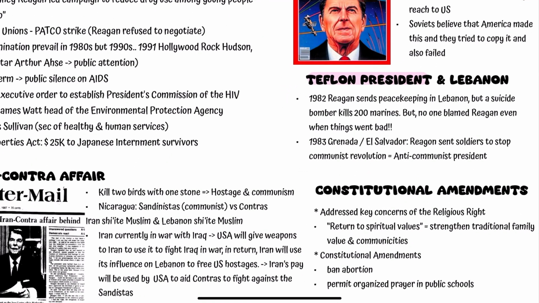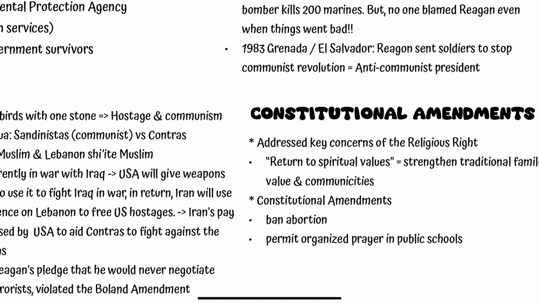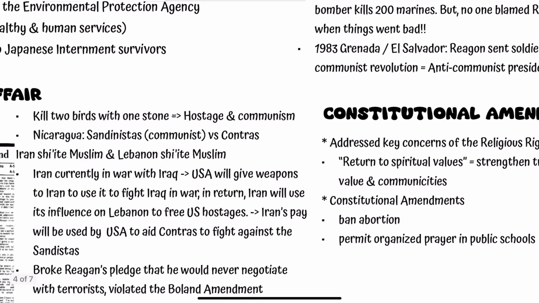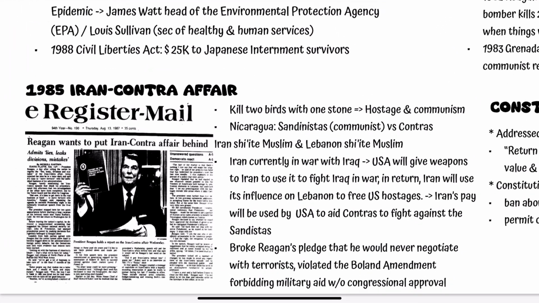And then Reagan's tenure witnessed some discussions about constitutional amendments that address concerns of the religious right. These amendments aimed to strengthen traditional family values and communities. Therefore, there were some proposed constitutional amendments to ban abortion and permit organized prayer in public schools. However, there were controversies like the Iran-Contra affair, which involved secret arms deals and negotiations that violated Reagan's initial pledge and faced criticism. So let's learn about the Iran-Contra affair.